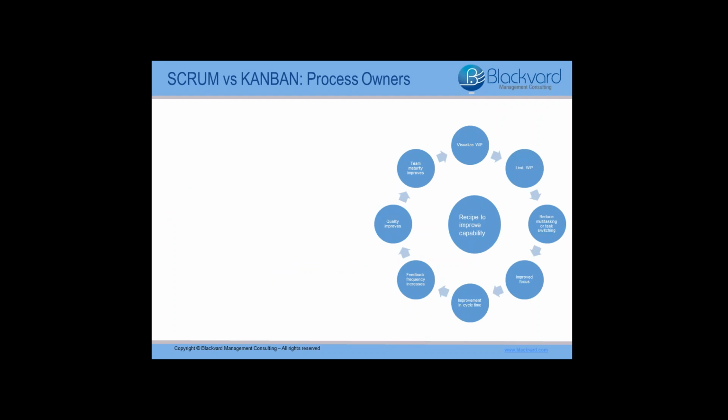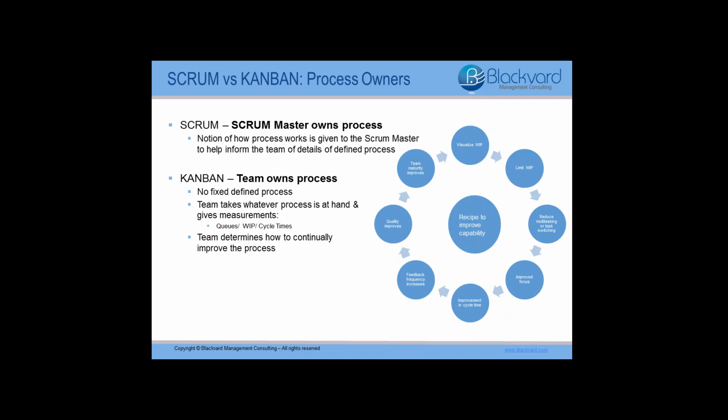Okay, so process owners. In Scrum, the process owner is the Scrum Master, whom we talked about earlier on in this webinar. As I mentioned, the Scrum Master obtains important details about the defined development process and then provides those details to the Scrum team. In Kanban, the team owns the process as opposed to one specific leader. There is no fixed defined process, but the team takes the process at hand, provides measurements of queues, work in progress, and cycle times, completes the work, and then determines how they can continually improve upon their development process.